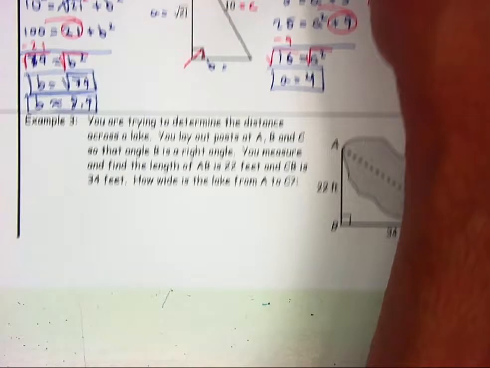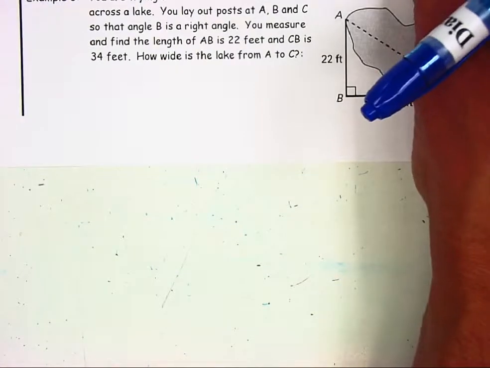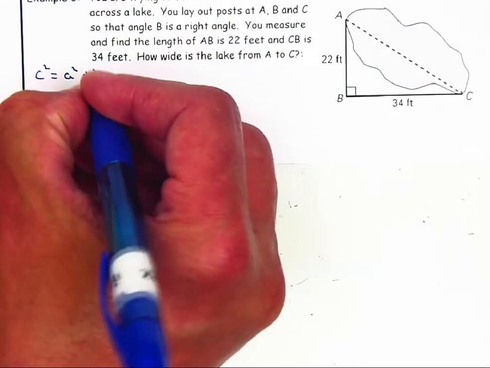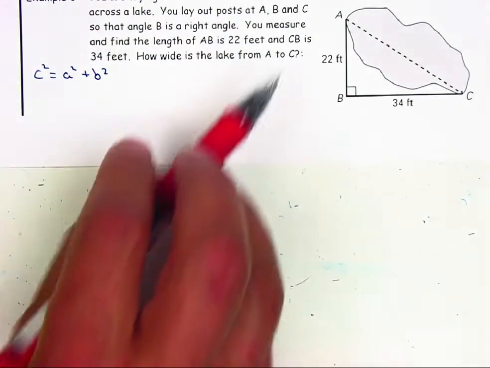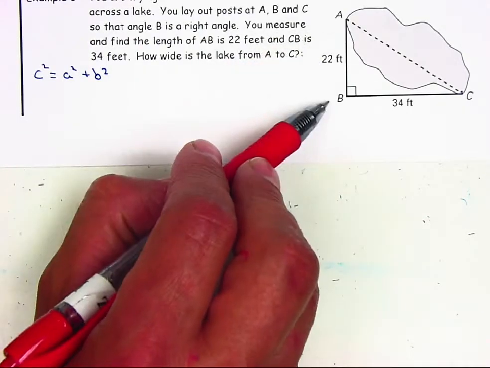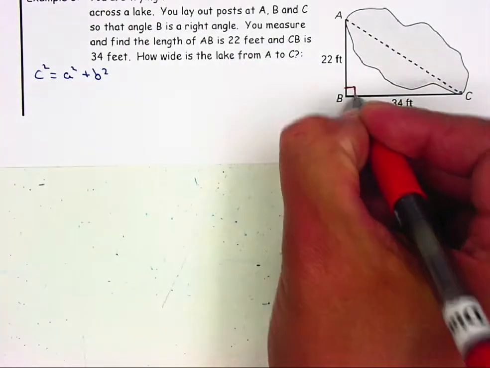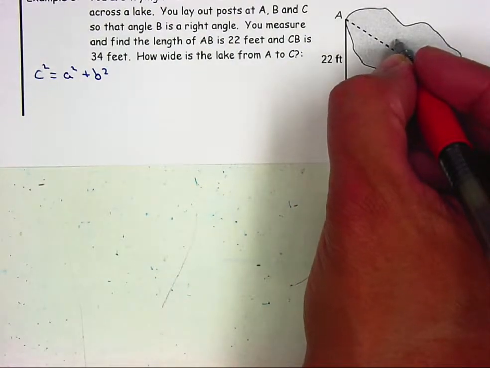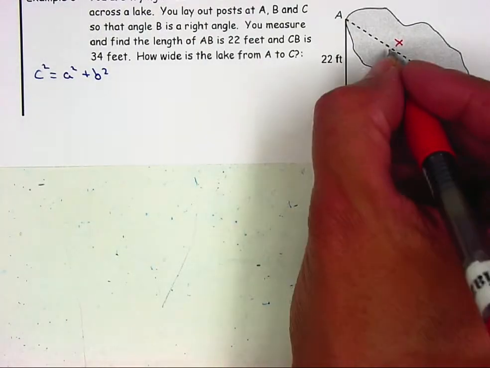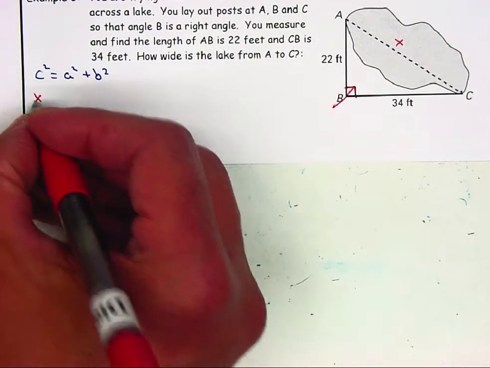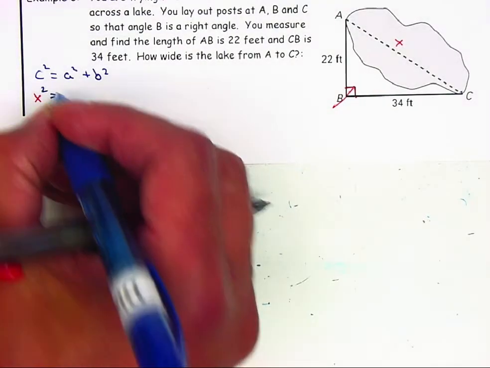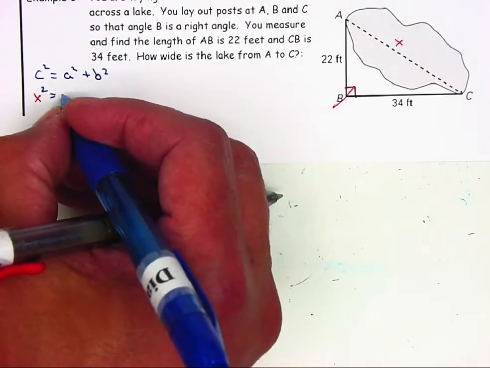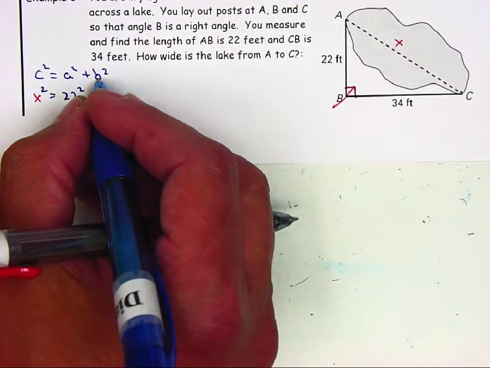This is a right triangle, so therefore I can use the Pythagorean theorem. C squared is equal to A squared plus B squared. Remember, there are a few times that they give you the letters. This is your right angle, so therefore this is your hypotenuse. Let's call that letter X. That's what I'm looking for. So therefore that'll be X squared. A can be 22 or can be 34, it doesn't matter. In that case, I'm going to place this as 22 squared. And B will be 34.